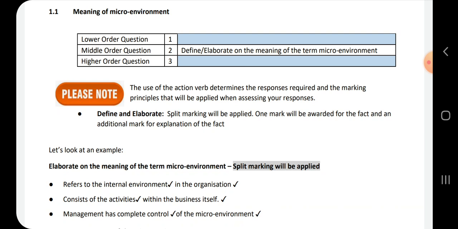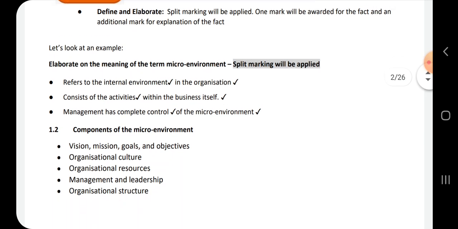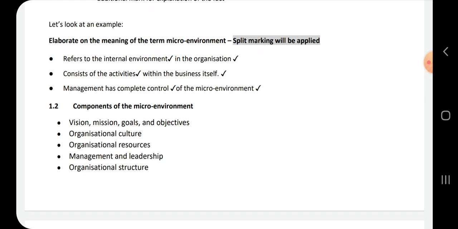We have lower order questions, which are like name or what. So you just name things, 1 mark each. But for a middle order question, you define, you elaborate, and then there are higher order questions. But now we're going to deal with middle order questions, where they are saying elaborate or explain something. So let's look at the meaning of micro environment, and split marking will be applied.